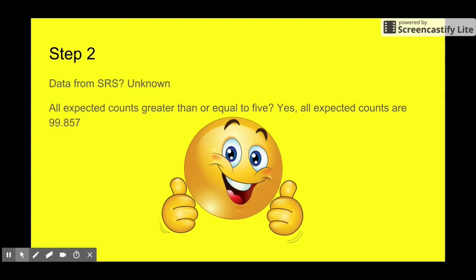Step 2 is the data from SRS. In this one, we don't know. Are all expected counts greater than or equal to 5? Yes, all expected counts are 99.857.